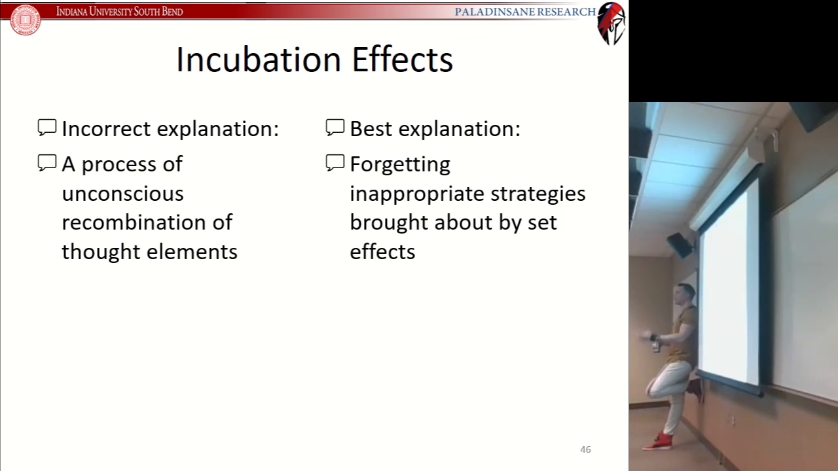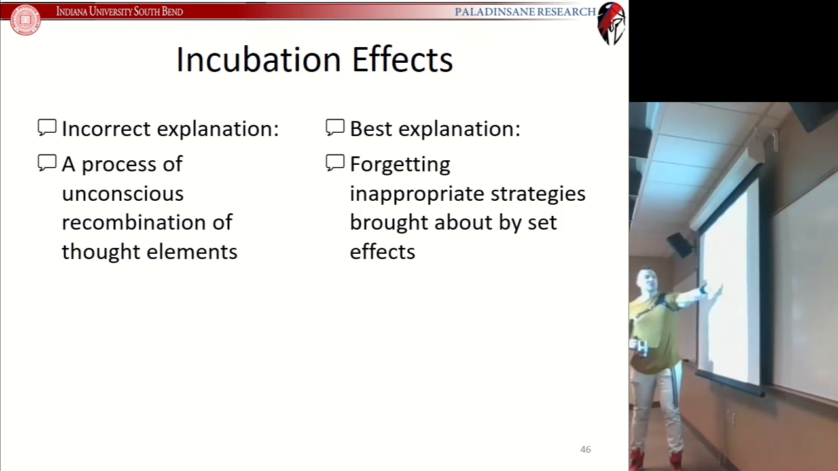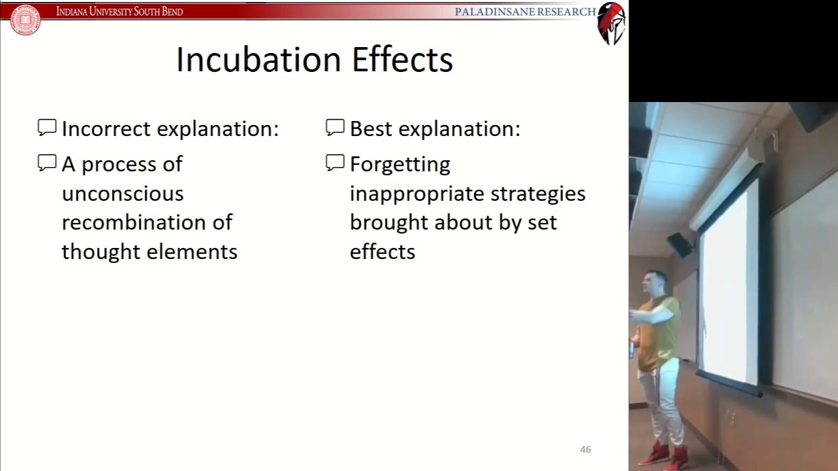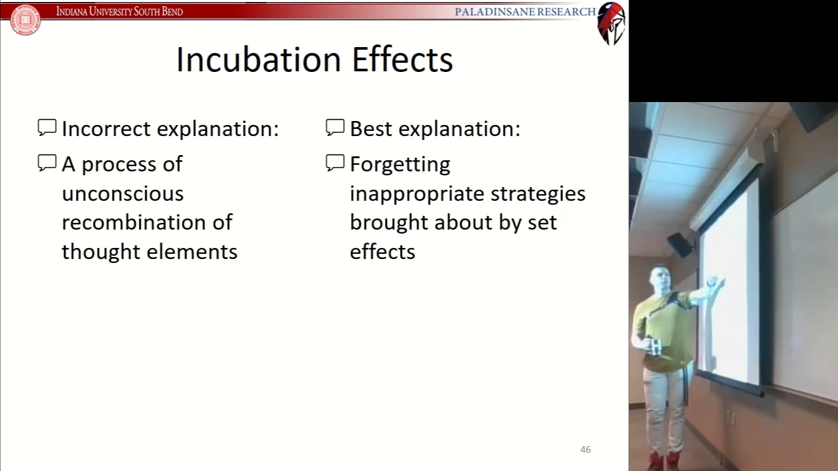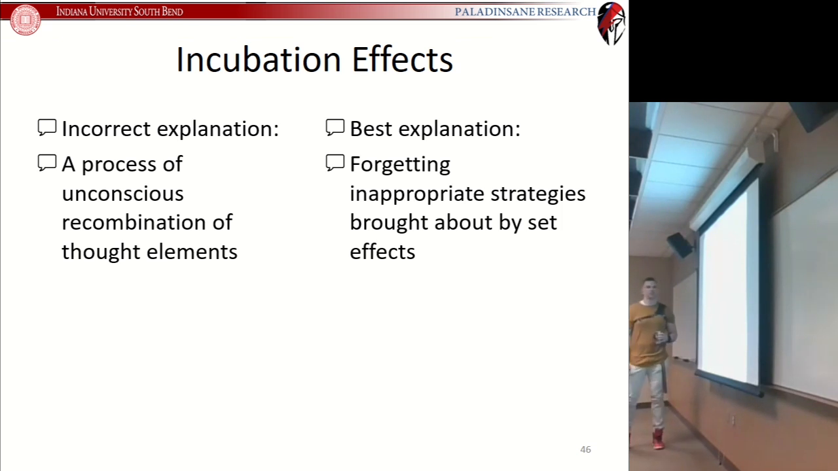So you have tried to solve this problem, and because we are wired the way that we are, problem solving is difficult because we need to restructure. Problem solving is difficult because of functional fixedness. Problem solving is difficult because of mental sets. Problem solving is difficult because we like to do things the way we've always done them. And sometimes we just can't get around that unless we step away, our mind kind of forgets the strategy we were trying. And then when we come back, we try a new strategy, and that strategy is successful.